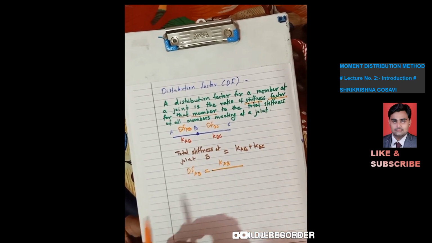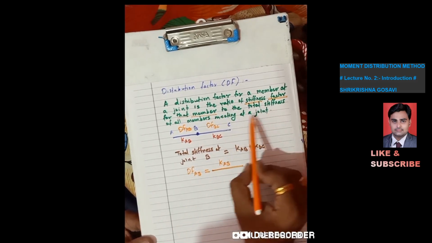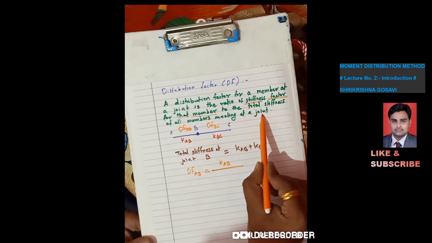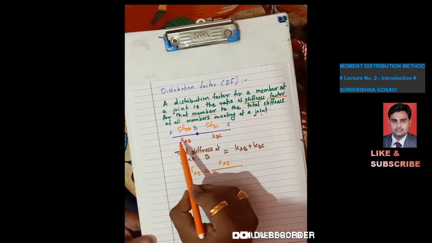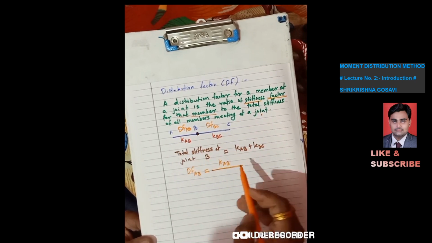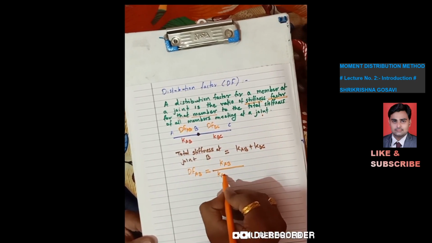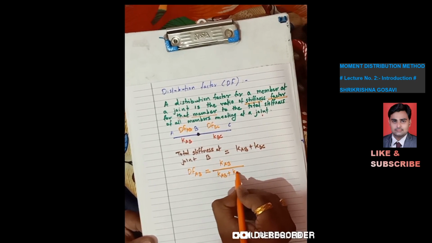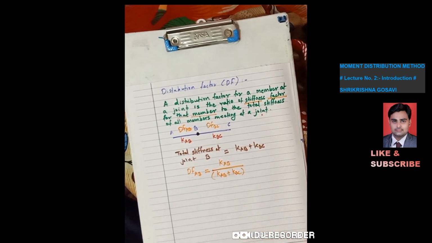Ratio means we should divide the quantity by the total stiffness of all the members meeting at a joint. So what is the total stiffness of this joint? We have already calculated the total stiffness: it is KAB plus KBC. This is the total stiffness.